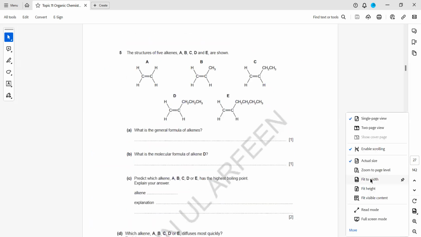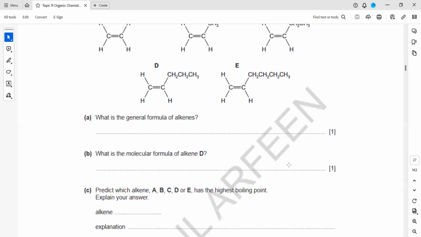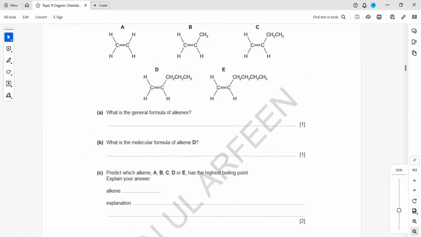The next question is, what is the molecular formula of compound D? Molecular formula means how many carbon atoms there are for compound D. 1, 2, 3, 4, 5 are there. So C5, and H, definitely it should be 10.